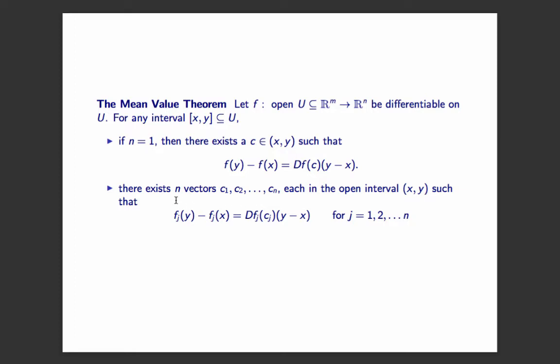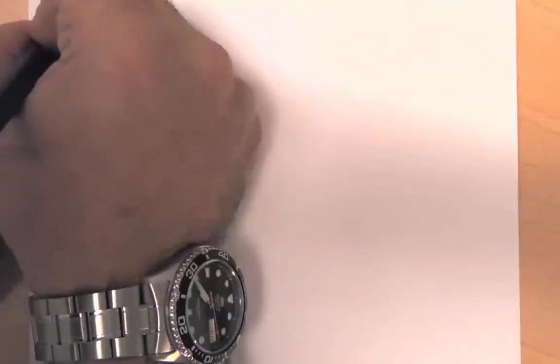Now, if n is greater than 1, then there are n vectors, c1, c2 through cn, each of them in the open interval x to y, such that the mean value theorem is satisfied one at a time for each entry of f. Of course, f has n entries because it maps Rm to Rn. So let's prove this statement. So let's prove the mean value theorem.